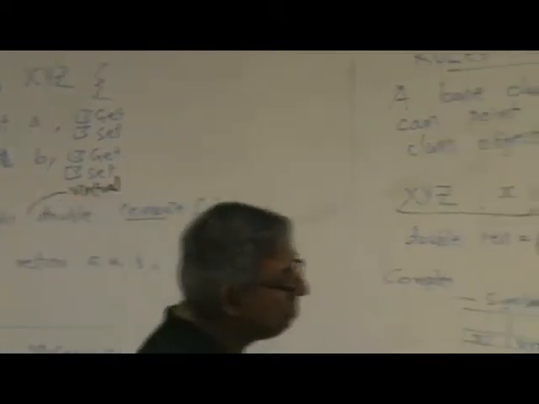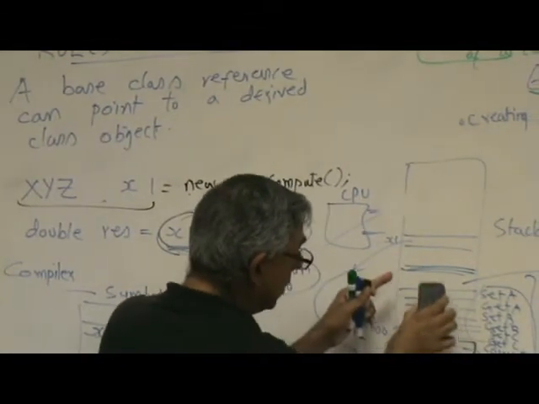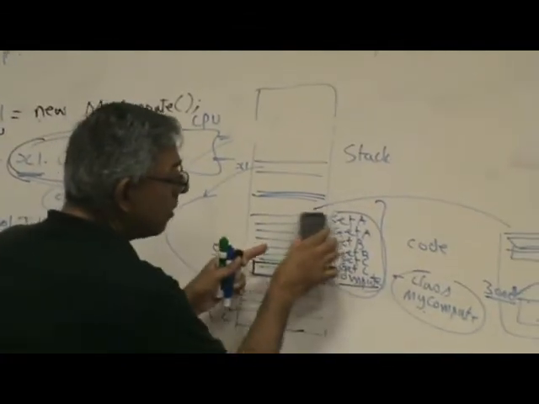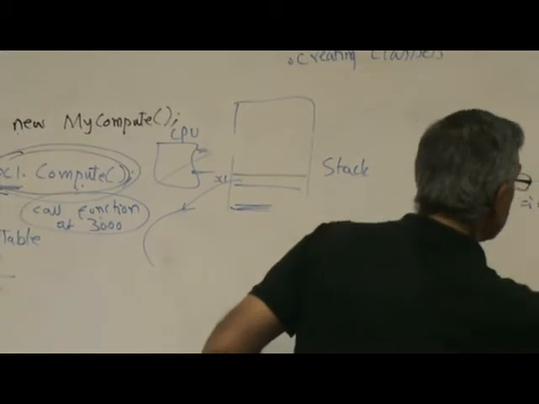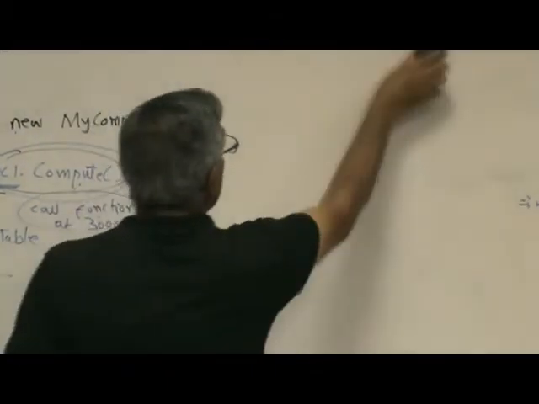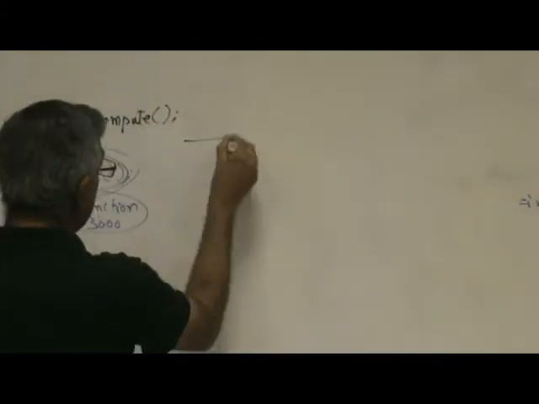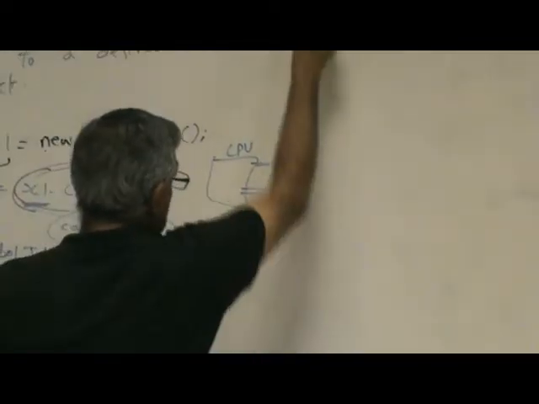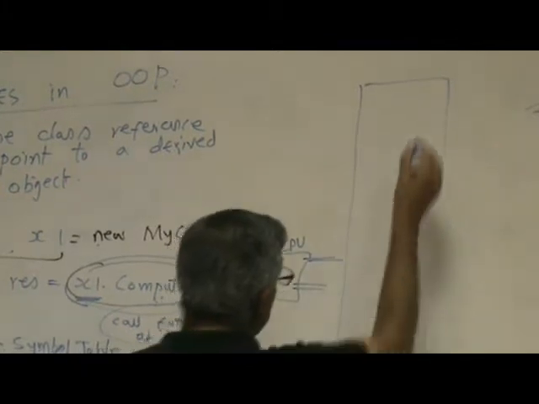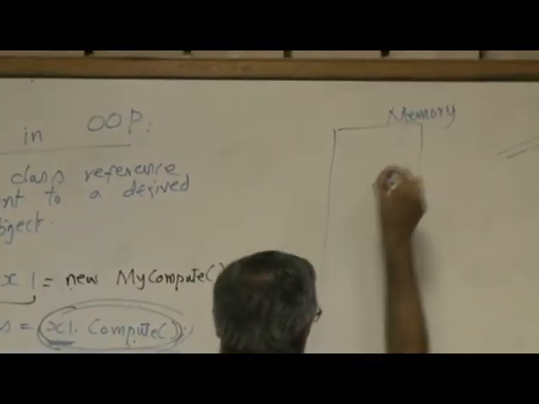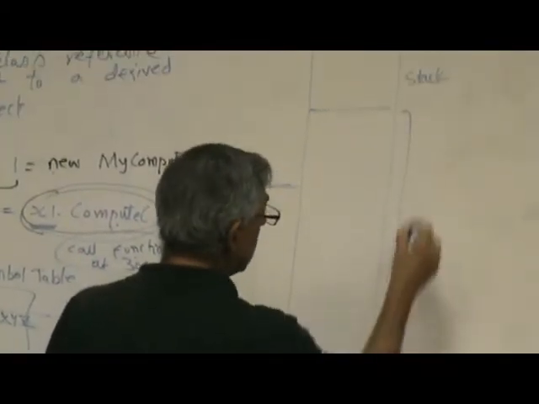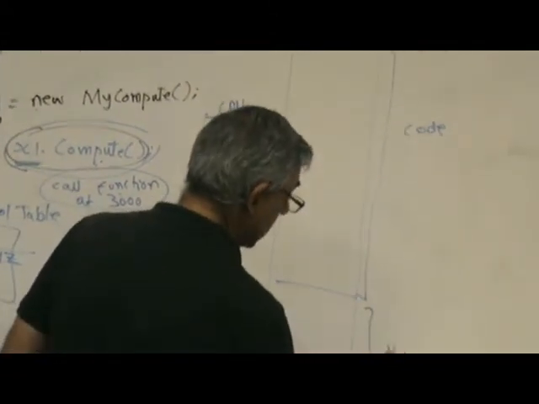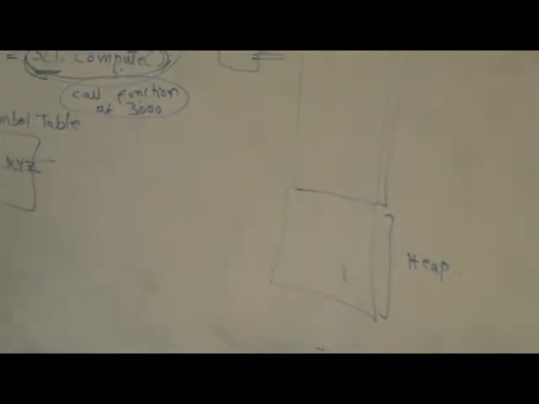So first let me show you in slightly more detail how the different classes are stored over here in the code area. So let me clean this up a little bit. Okay, so let's make the memory a little bit bigger. Suppose this is the stack area, and suppose this is the code area. From here to here is the code area, and suppose this is the heap area. Okay, so let's go through the same scenario.